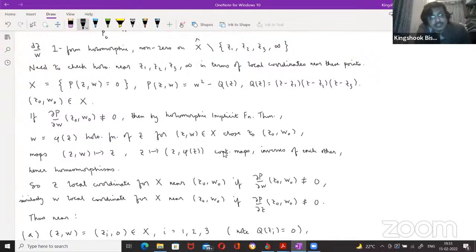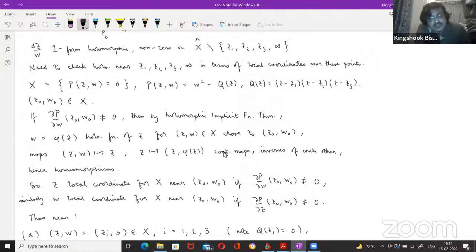So if I take a point (z0, w0) in this algebraic curve X, then if ∂p/∂w at (z0, w0) is non-zero, then by the holomorphic implicit function theorem, we can write w as a holomorphic function φ(z) for (z, w) in the algebraic curve close to (z0, w0). By the implicit function theorem, we can solve for w as a holomorphic function of z near (z0, w0).